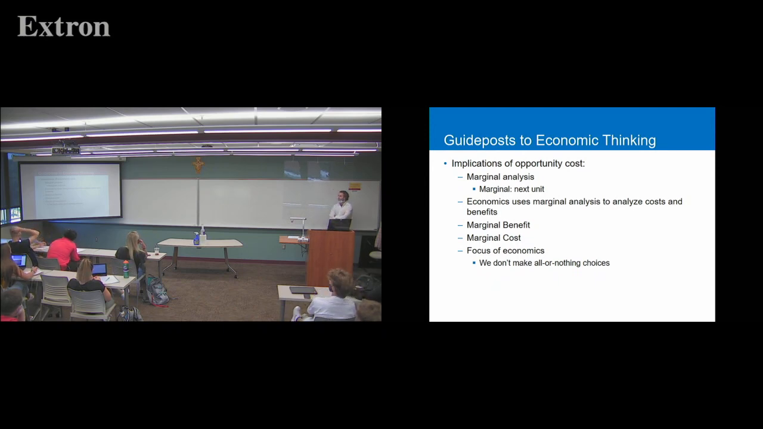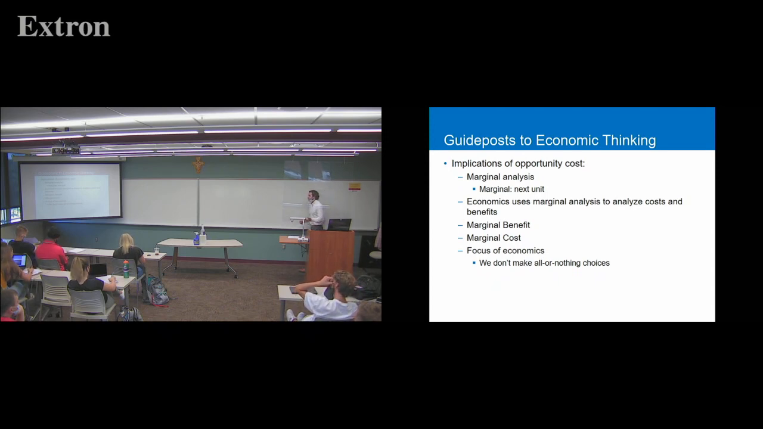So now, opportunity cost has several implications. The first is marginal analysis. And by marginal, we mean the next unit. So when we study the costs and benefits in economics, we look at the cost and the benefit associated with the next unit. So not what is the benefit of all the food you eat in your life. It's what's the benefit of that next hoagie.